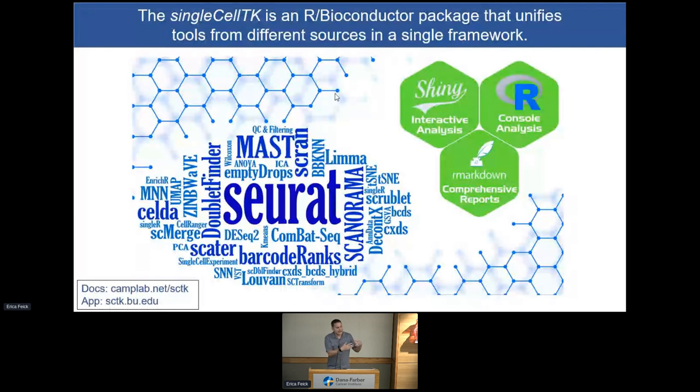Not only do we provide access to the tools, we actually provide three different ways to access and use them. You may be most familiar with doing it on the console, so we have, of course, basic wrappers or functions for each one of these tools to be able to run them. But we have an interactive Shiny app for non-computational users to be able to run these tools. And we also have a set of R Markdown reports that can quickly be generated from the analysis that you do with the toolkit.